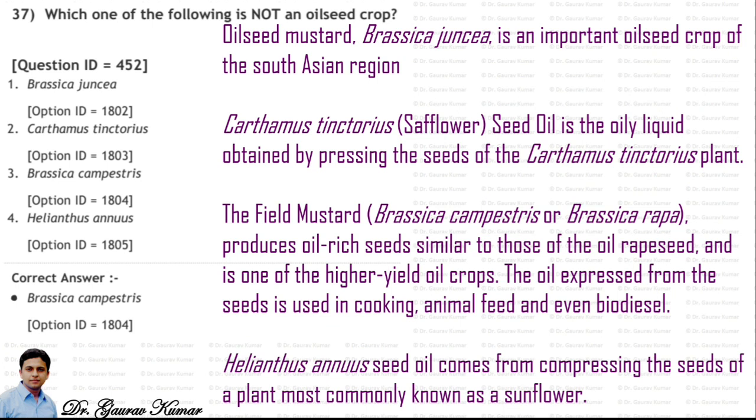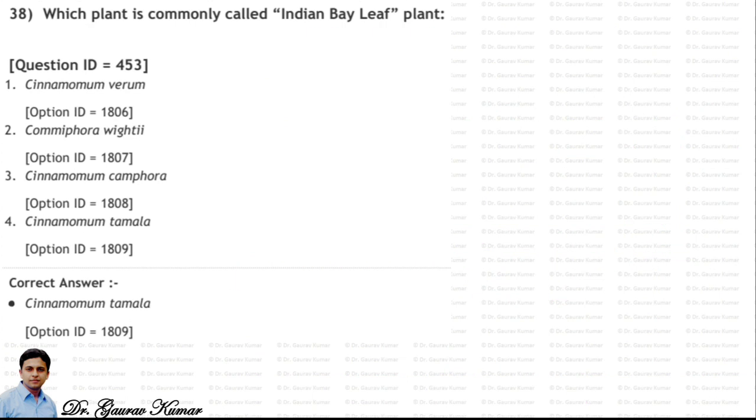And then finally, the Helianthus annuus. The seed oil comes from compressing the seeds of a plant, most commonly known as sunflower. Sunflower is Helianthus annuus. So all these four are actually an oil seed crop. So I think the question was framed wrong, or at least one option they could have given for the oil seed crop. Okay, so coming to the next question, which plant is commonly called Indian bay leaf?